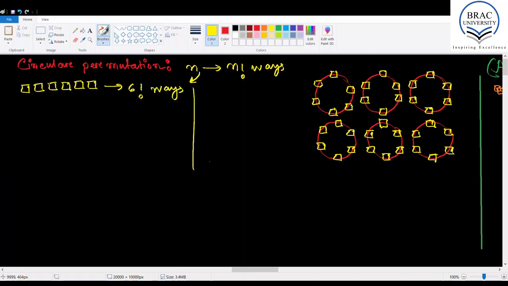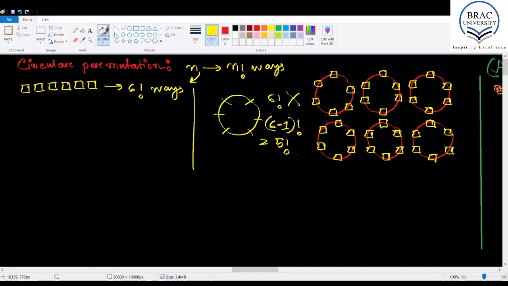So now if I ask you, what if we were asked to arrange all of these 6 persons in a circular fashion, will there be an equal number of ways? Will it be 6 factorial? No, the total number of ways in which we can arrange 6 different persons in a circular fashion will be 6 minus 1 factorial, that is 5 factorial. So why is it so?